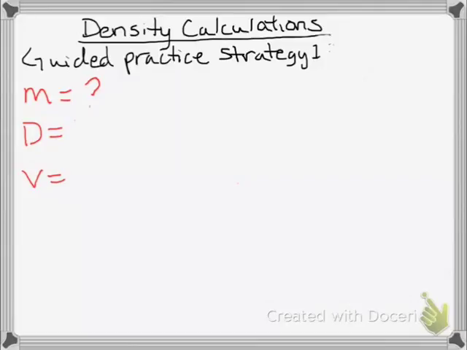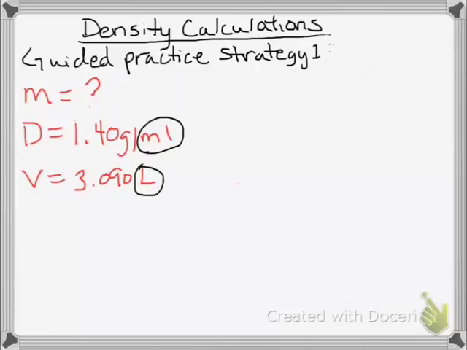So we're not always simply looking for density. This time I have a density. It's 1.40 grams per milliliter, and my volume, it tells me, is 3.090 liters. Okay, but you got to pay attention here, because if you're watching, you can see that this says milliliters and this is liters, so that's not going to work. I need these to match, so I need my volume to be in milliliters as well.